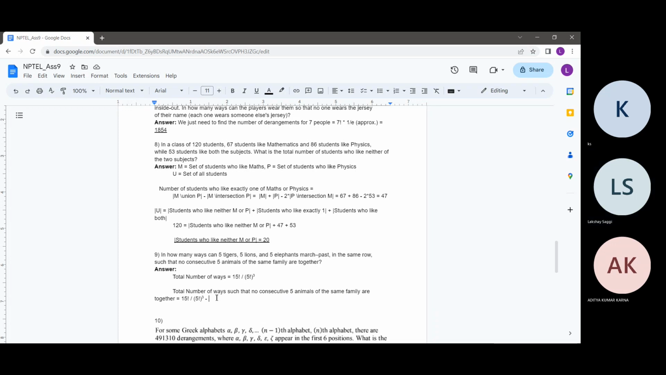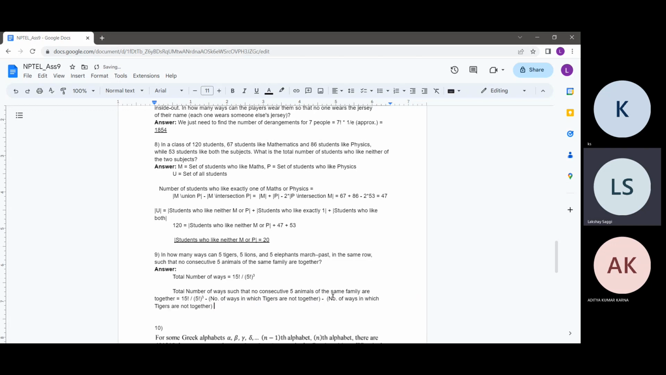minus number of ways in which tigers are together, minus. So tigers are together, as well as I also want lions to be together. And similarly, I also want elephants to be together.